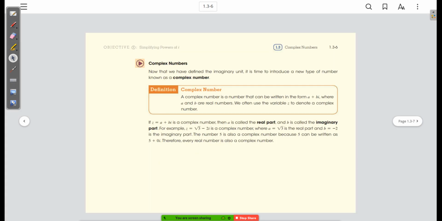And complex numbers, here we have our rigorous definition of a complex number. So we talked about imaginary numbers. Imaginary numbers go hand in hand with complex numbers because complex numbers are written in the form of that imaginary number. So this reads, now that we have defined the imaginary unit, it's time to introduce a new type of number known as the complex number. The definition: a complex number is a number that can be written in the form a plus bi, where a and b are real numbers. We often use the variable z to denote a complex number.